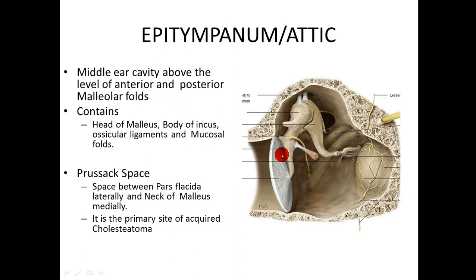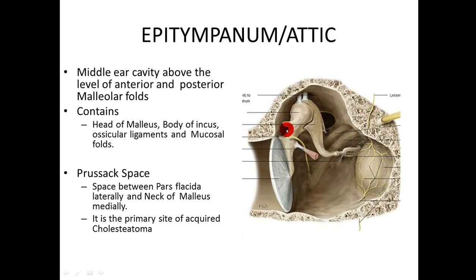Epitympanum is the medial cavity above the level of the anterior and posterior malleolar folds. Here is the anterior malleolar fold and the posterior malleolar fold will be here, almost at this level. It contains the head of the malleus, the body of the incus, and some ligaments which are connecting. You can see the head of the malleus and the body of the incus being attached to the roof of the middle ear.